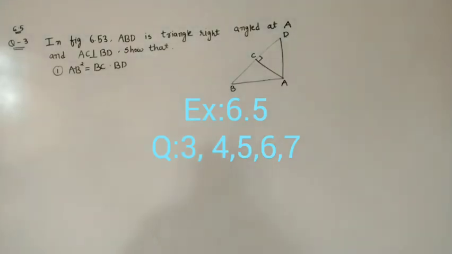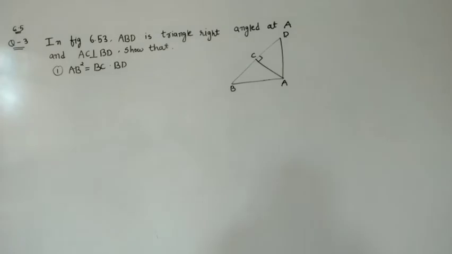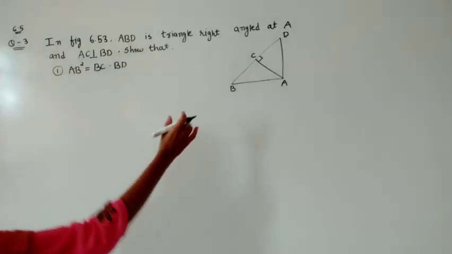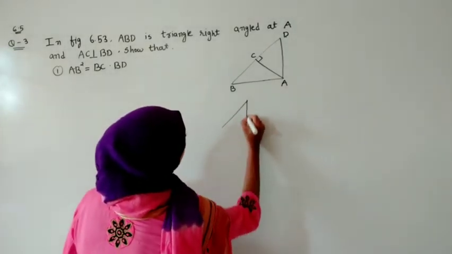Let us read the question. Exercise 6.5, question number 3. In figure 6.53, ABD is a triangle, right angled at A. So here what they have given, let us draw it separately.